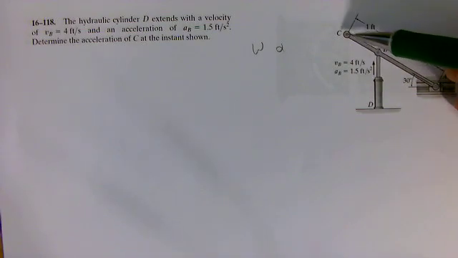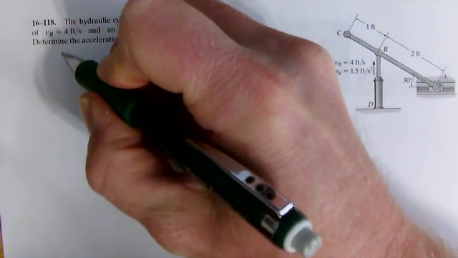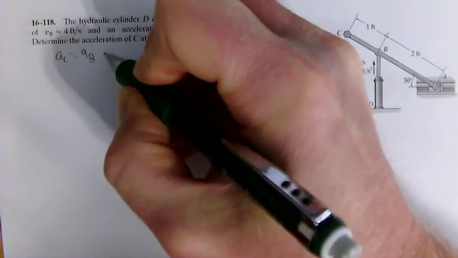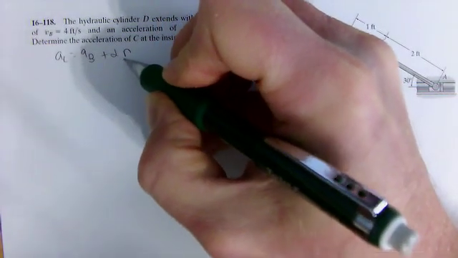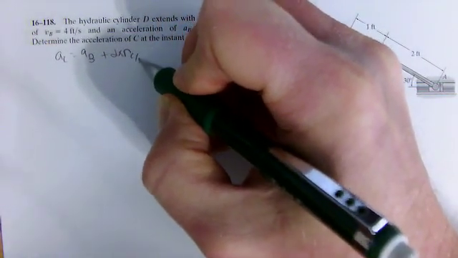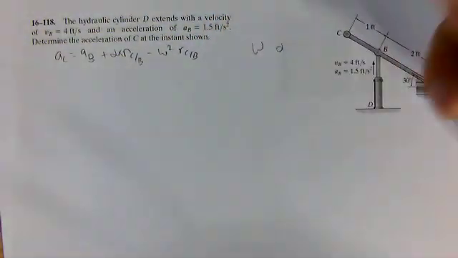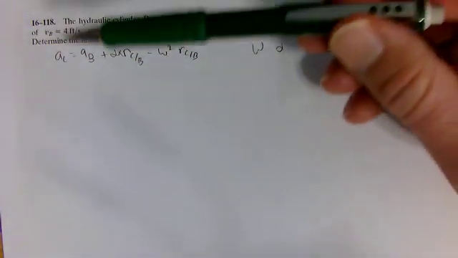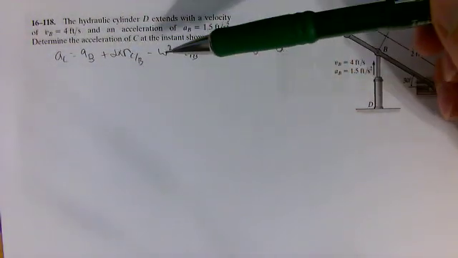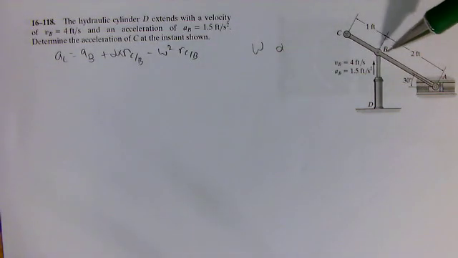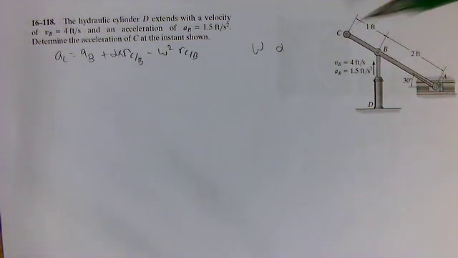So we could go from here to here, solving the equation AC equals AB plus alpha cross RCB minus omega squared RCB. But if we do this first, we don't know AC, we don't know alpha, we don't know omega. That gives us three unknowns. So first we want to solve from A to B, and then we can get alpha and omega from there, and then solve for AC.